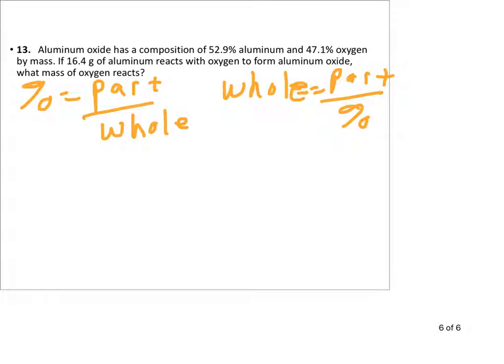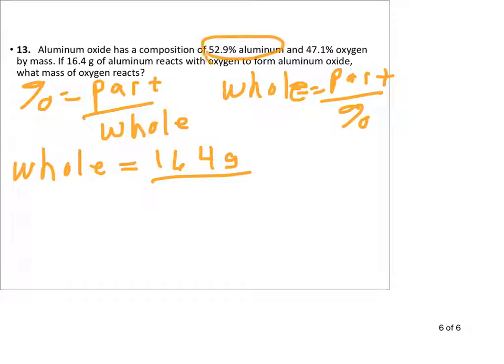So in this case, the whole amount, or total amount, is going to be 16.4 grams of aluminum, and we know it's 52.9%, so divide by 0.529 equals. Can't do that one in my head, so I'll go to the calculator.